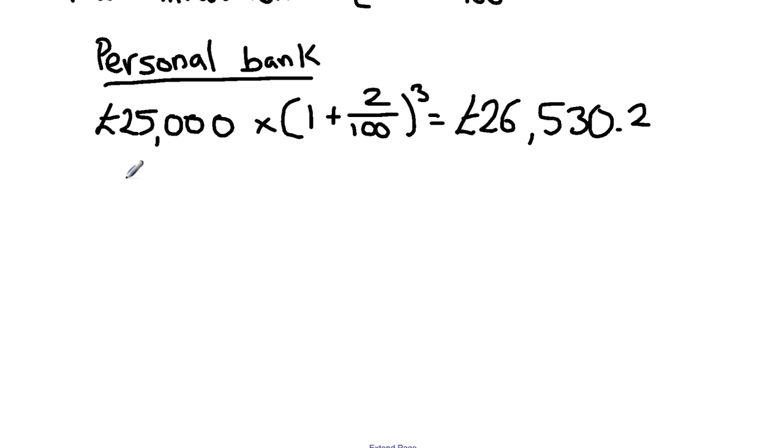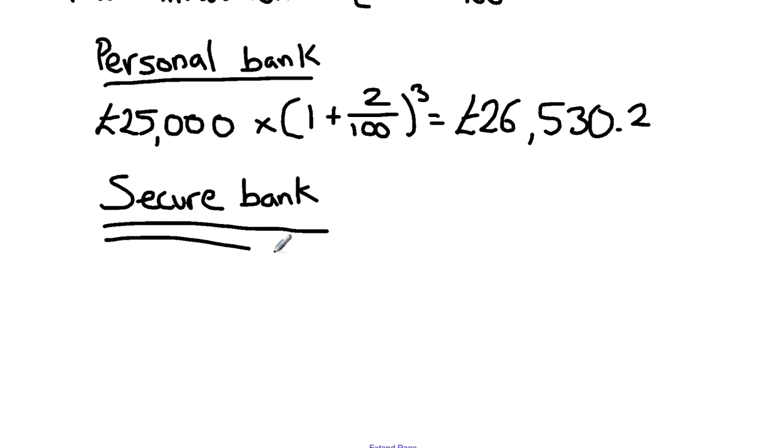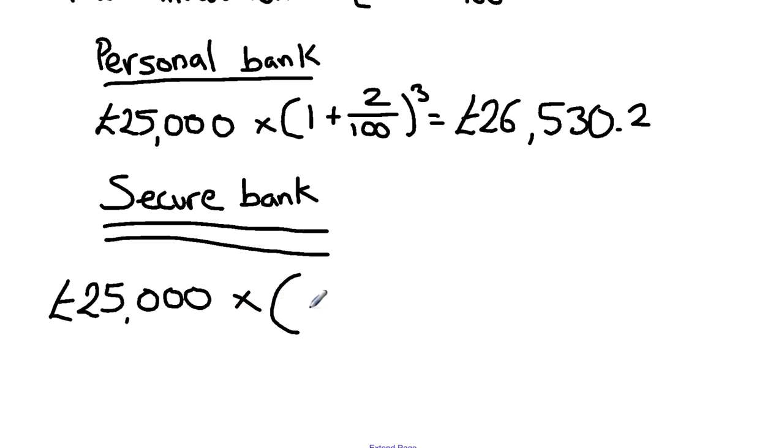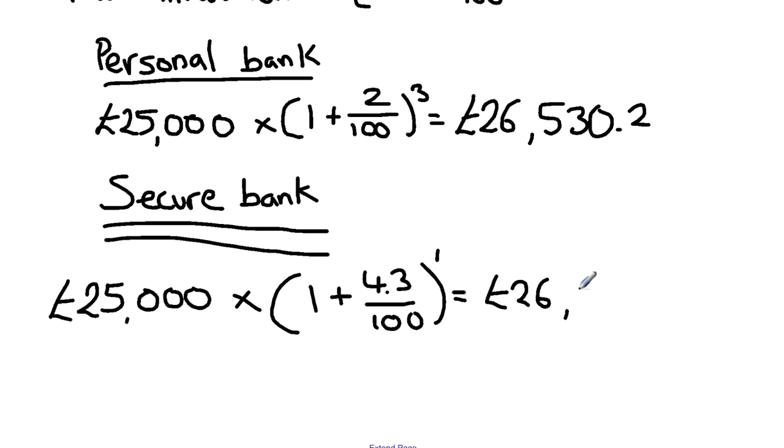Now, if Anil decides to use secure bank, we're just going to calculate it right now. So, secure bank. So, the bank offers 4.3% first year and 0.9% the following years. So we're just going to work out how much he would receive after the first year. So the initial investment was £25,000. Times it by, open bracket, 1 plus 4.3 over 100. Close bracket, raise it to 1 year, which equals 26,075 pounds.